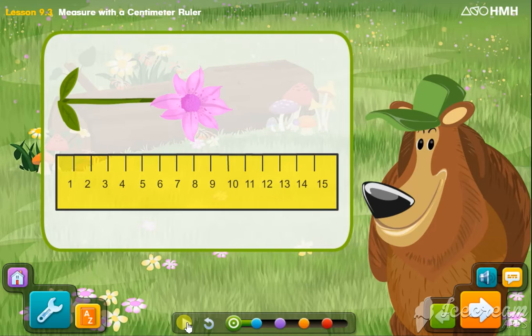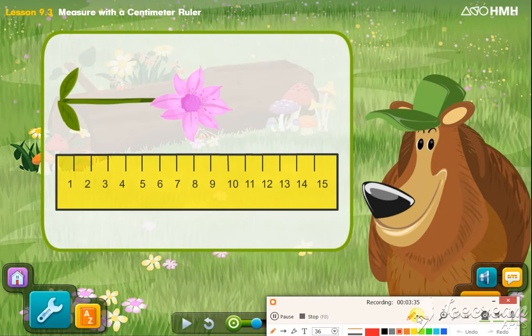Now, as you can see here, in order to measure the flower and to know the length of the flower, he used the centimeter ruler, okay? As you can see here, I want to show you. Let's see this. Here, you can see that they are on the same line, right?